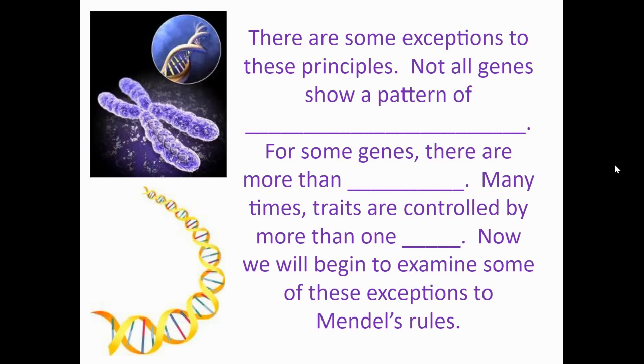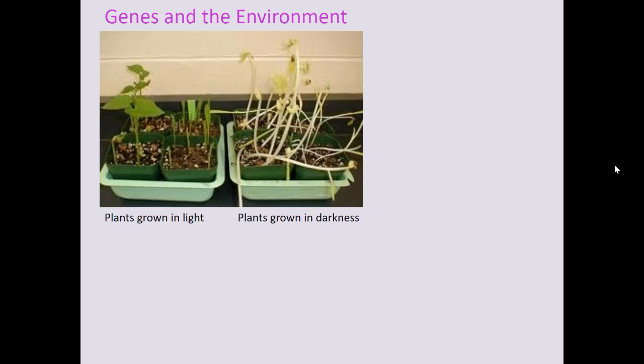So as I just said, there are some exceptions to the principles that Gregor Mendel discovered. Not all genes are going to show an exact pattern of dominance over recessiveness. Some genes have more than two alleles, and many of those times, those traits are controlled by maybe even more than one gene. So now we're going to get into the nitty-gritty of some of the other inheritance patterns that we see in humans and other organisms.